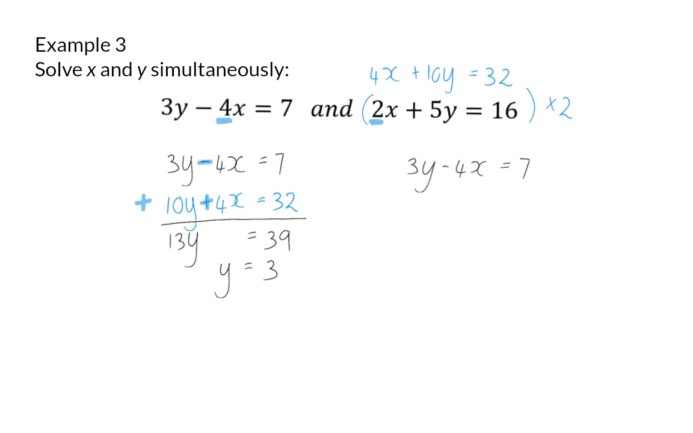Now I'm going to take the first equation and substitute y with 3. And next I will have minus 4x is equal to 7 minus 9, which is minus 2. If I divide both sides by minus 4, I will have x is equal to a half.